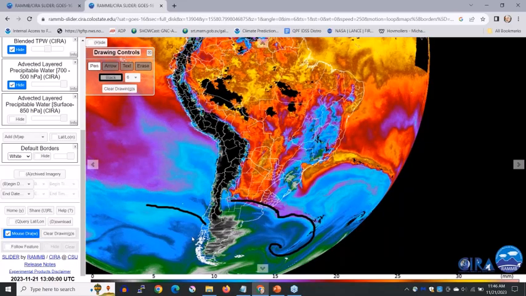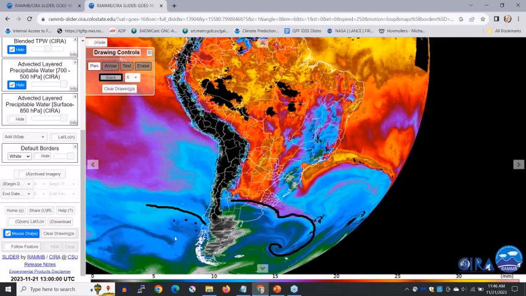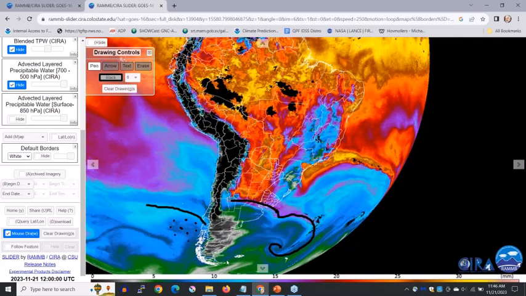You can even see the cold cumulus signature on the ALPW product behind this front.